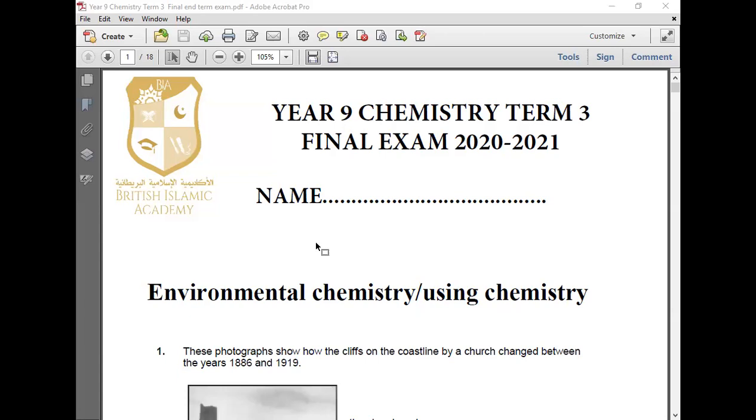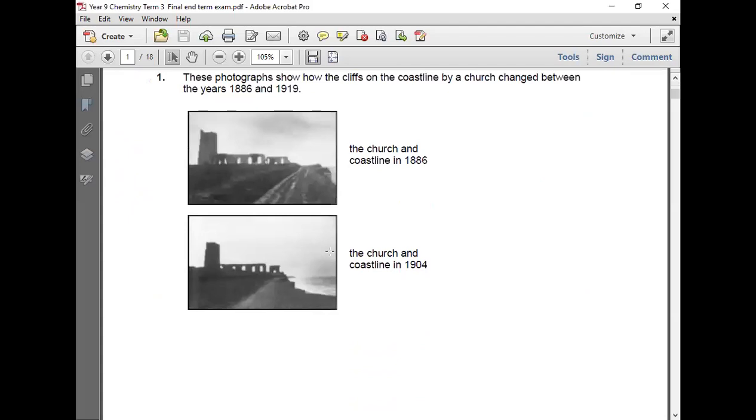So this lesson, inshallah, we'll be discussing chemistry. So your last chemistry exam. This chemistry exam was about two different topics. The first topic was about environmental chemistry, or using chemistry.